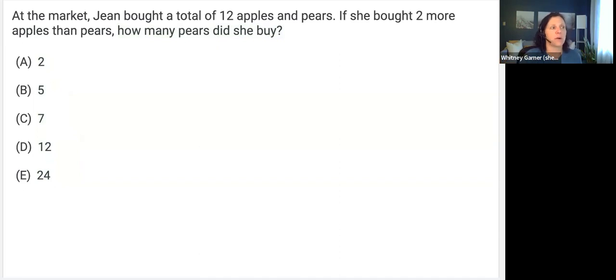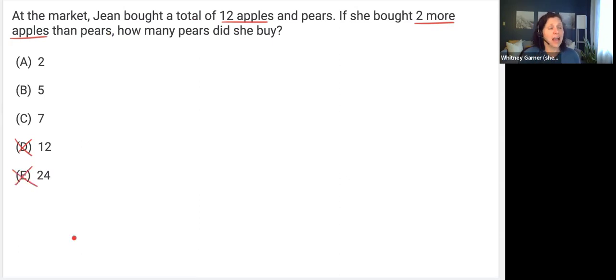So if I know that she bought a total of 12 pieces of fruit, apples and pears, and she bought more apples than she bought pears, then she certainly couldn't have purchased 12 or 24 pears, because she got more apples than pears and she only got 12 pieces of fruit. She can't have bought 0 apples and 12 pears. And so I can actually get rid of both of these answer choices.